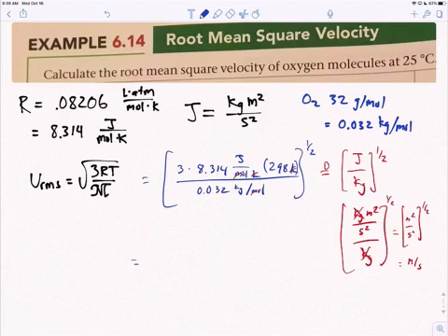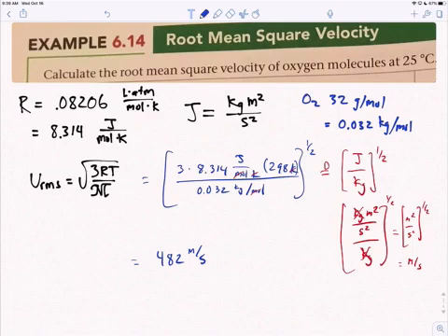Okay, so if you put this all in, you get 482 meters per second. And the trick for this one is to use 8.314 joule per mole Kelvin for R. Don't use 0.08206. The units are different. See that it's liter atmospheres versus joules. And then make sure the molecular weight is in kilograms and not grams. And if you do that, you'll get the root mean squared velocity being 482 meters per second.